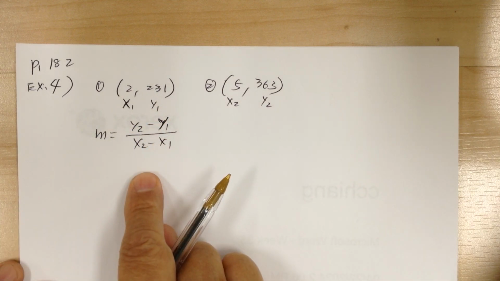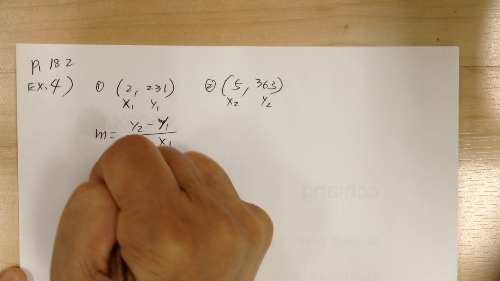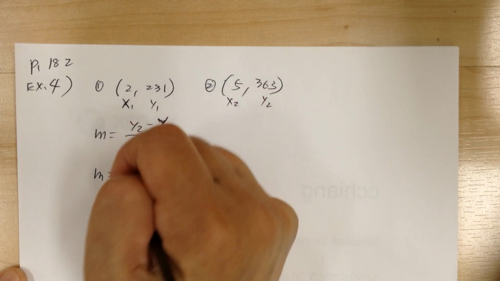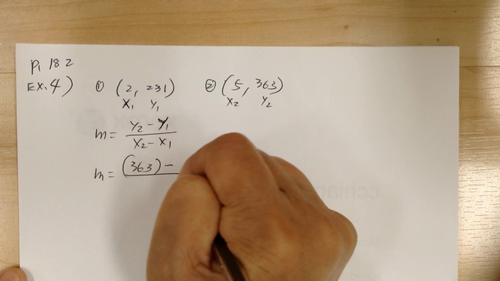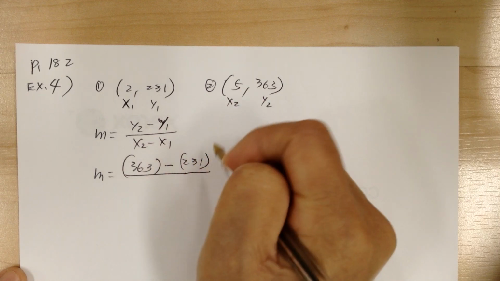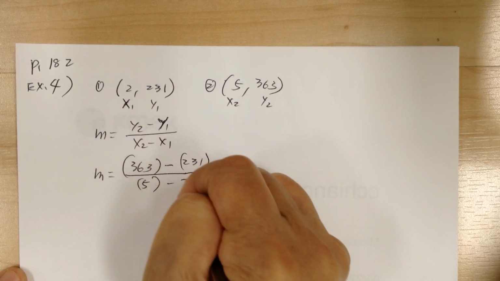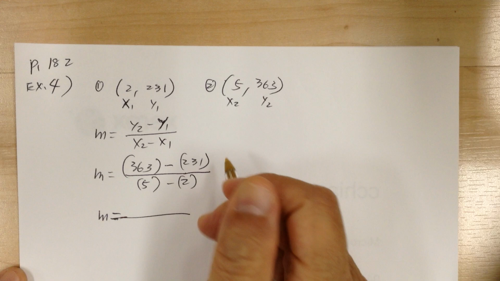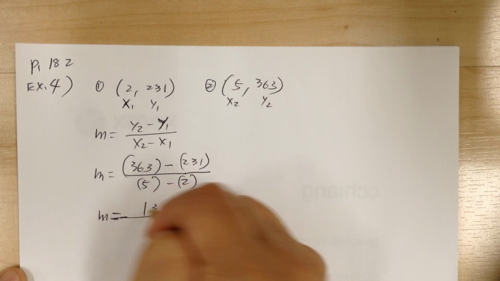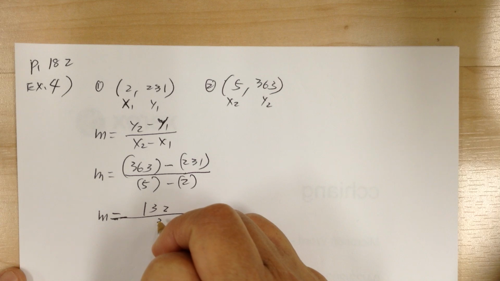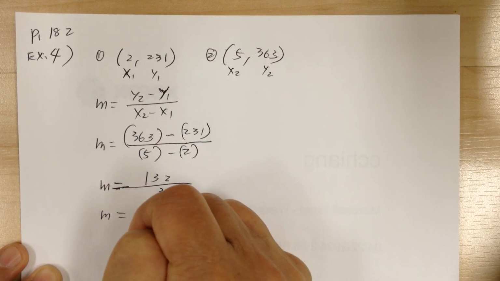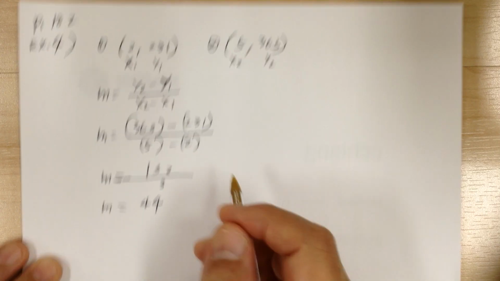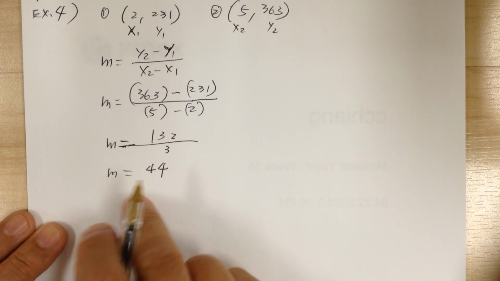Again, it's always good to write down your formula. That way, when you substitute, there's less chance of putting the number in the wrong place. So you get 363 minus 231 over 5 minus 2. The numerator is 132 over 3, so the slope equals 44.